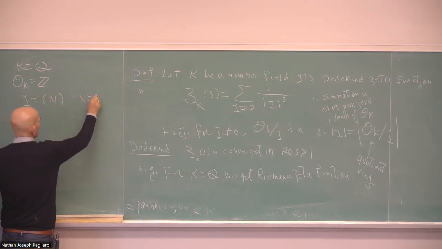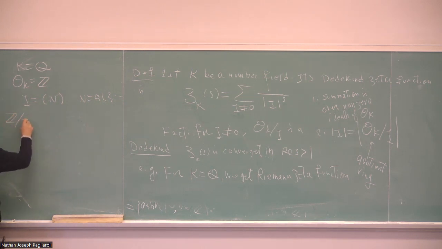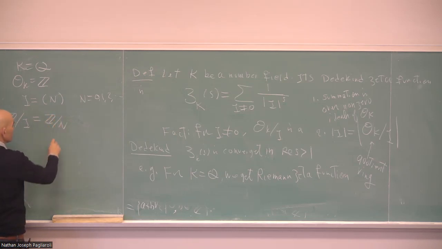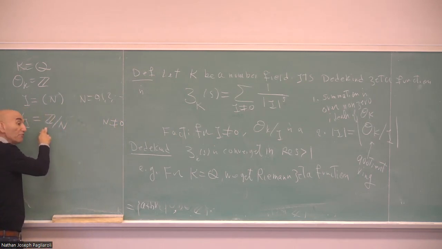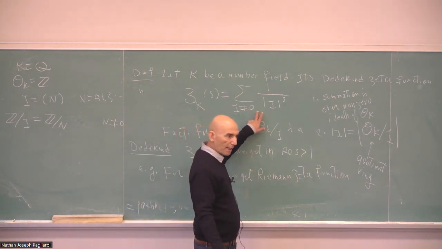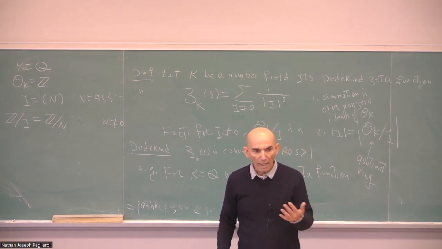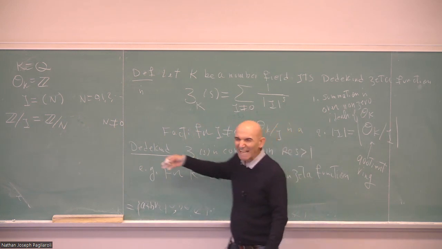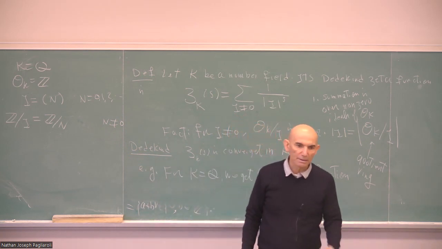n could be 0, 1, 2, and so on. Now in this case, what is Z over I? It's just the ring Z_n, Z mod n. For n equal to 0, you get everything, Z, which is an infinite ring, but we excluded that. Otherwise, you just get a finite ring Z mod n, and it has n elements. So at least in this case, you see that it's a generalization of the Riemann zeta function, at least at this elementary level.